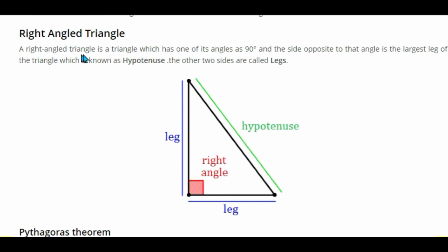A right angle triangle is a triangle in which one of the angles is 90 degrees, and the side opposite to that angle is the largest, which is known as the hypotenuse. If we compare this side with the legs, this one is the greatest, and it does not form the 90-degree angle. So the side which is not a leg of the right angle is known as the hypotenuse, and it is the longest side of the triangle.